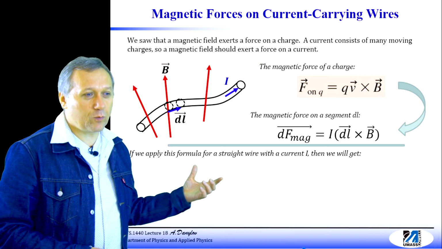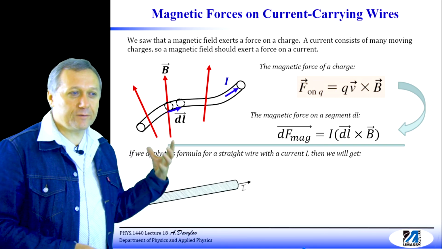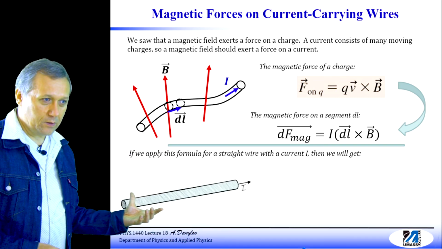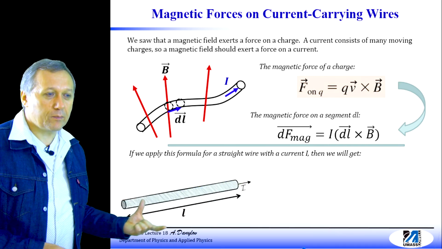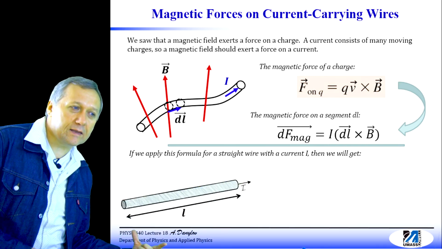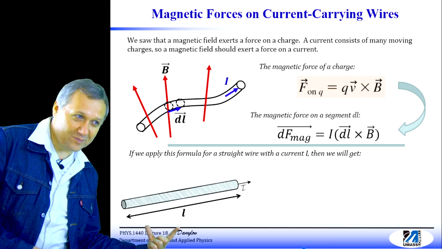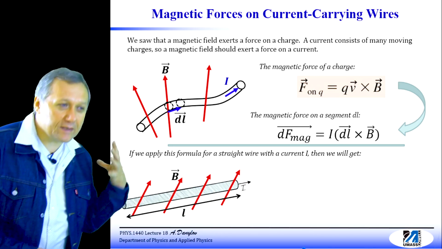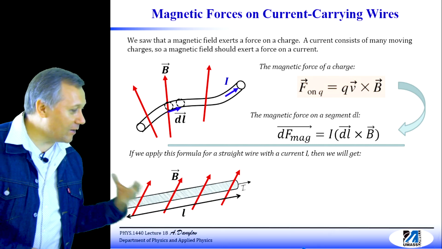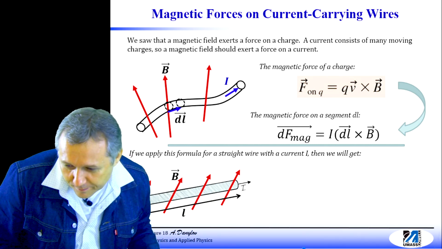But in this case, the wire doesn't have to be infinitely long. It can be, for example, let's say this is an infinitely long wire, but let's say only this length L of the wire is exposed to the magnetic field. Only here we have magnetic field. And let's assume for simplicity that the magnetic field is uniform, right?